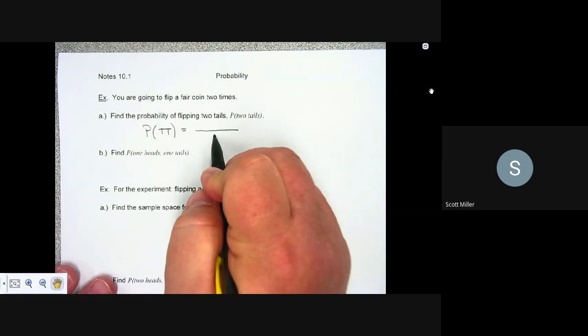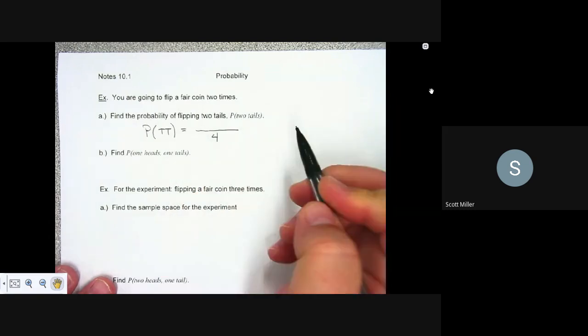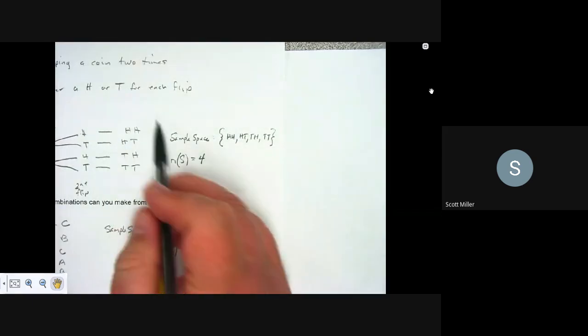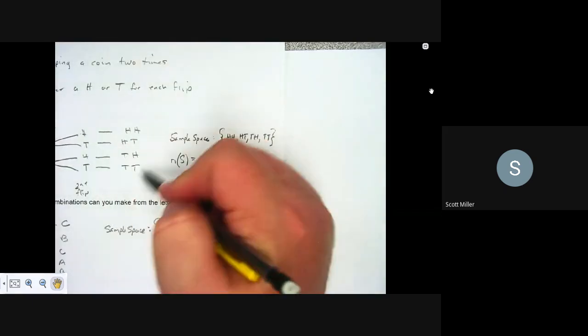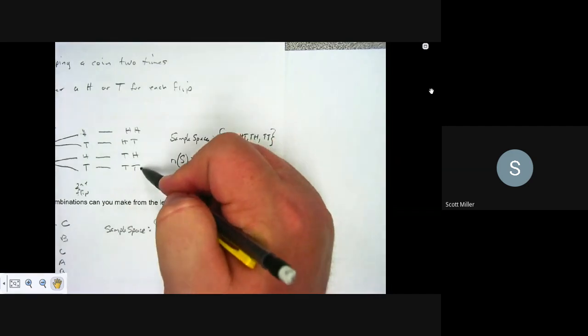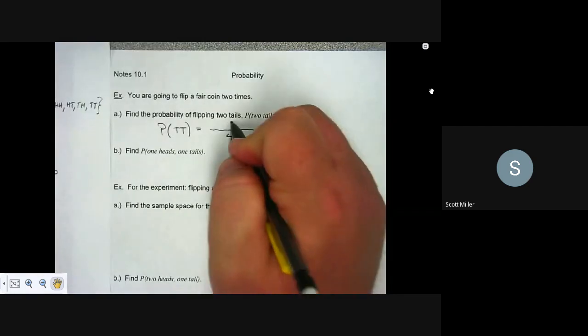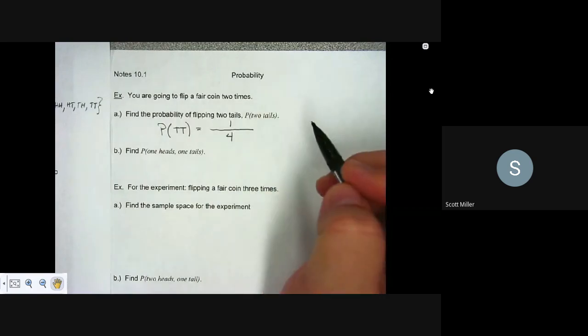Well, I know the sample space was 4. So in our sample space, how many of these things are tails? There's only 1. So the probability of flipping 2 tails is 1/4. Then you would just leave it like that.